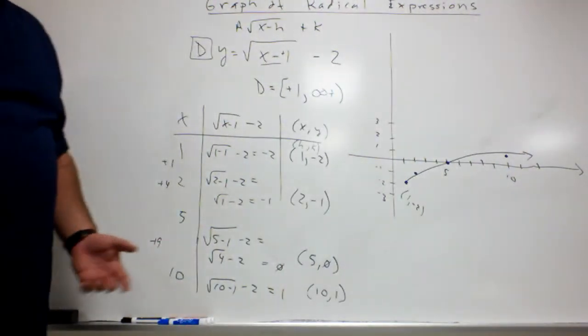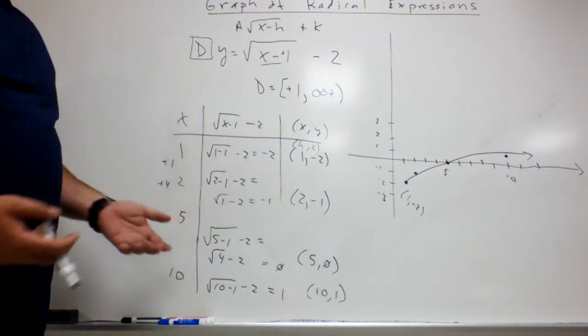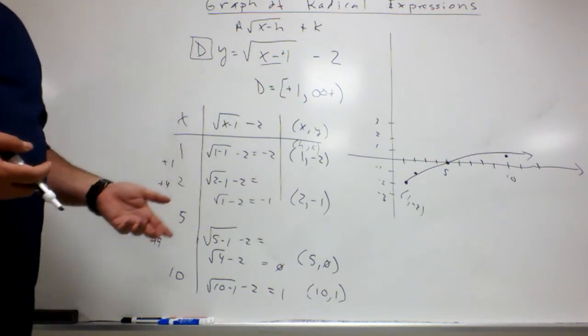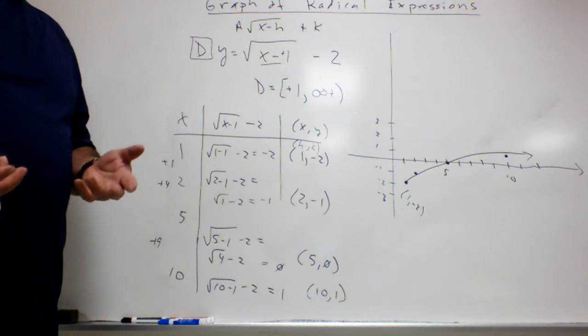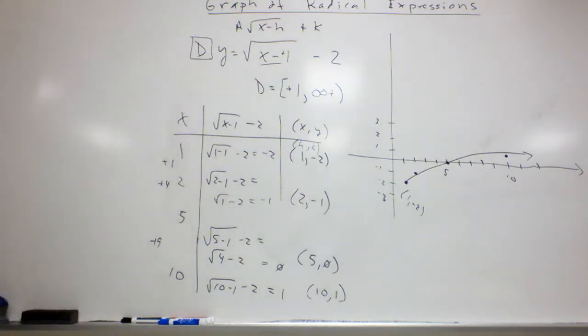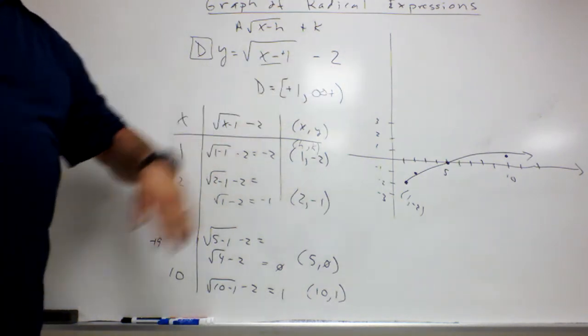Now, I may make this look easy, but the reason I'm making it look easy is because I'm doing it in order. So it's really important that you follow the order that I'm going in so that it makes it easy for you too. So that is our graph of y equals the square root of x minus 1, minus 2.